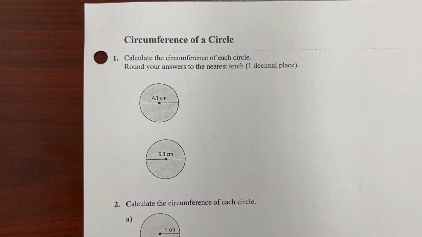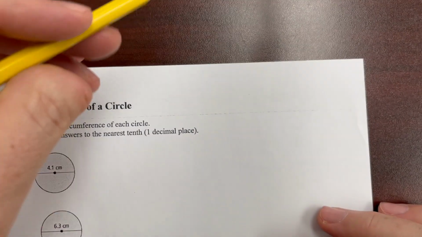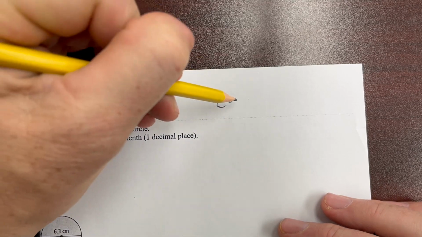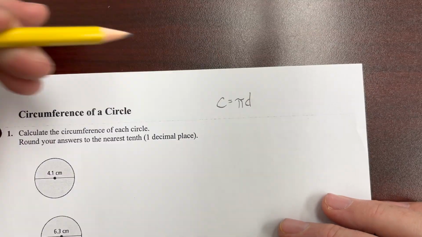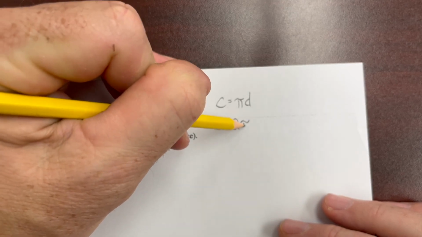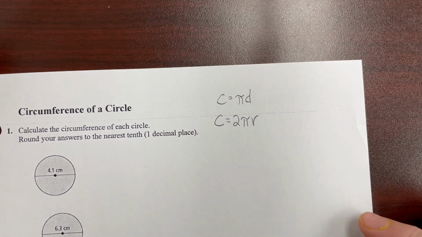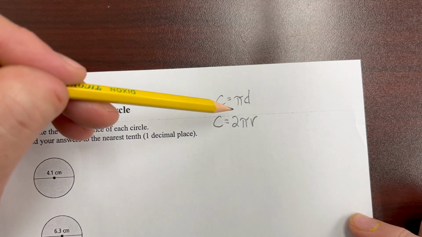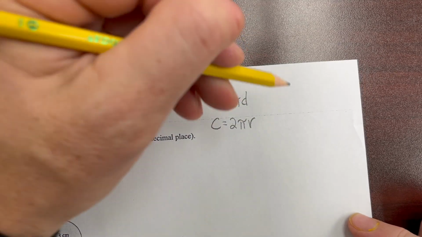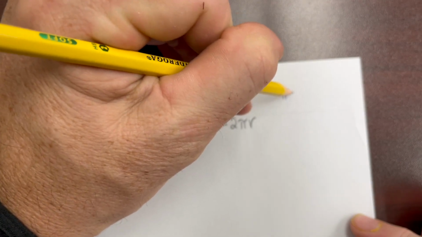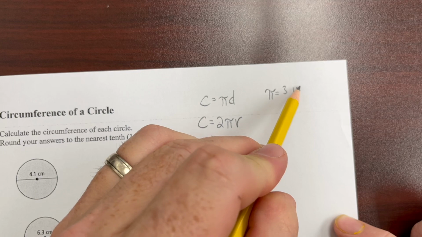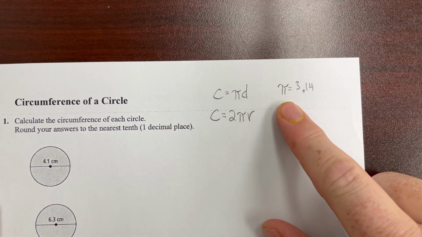Calculating circumference of a circle. Reminder, our two formulas for calculating circumference. We have circumference equals pi times the diameter, or we have circumference equals 2 times pi times r. So 2 times the radius gives us the diameter, which we still times by pi. And remember, we're using 3.14, not our pi button.